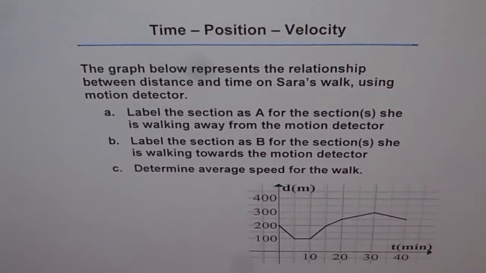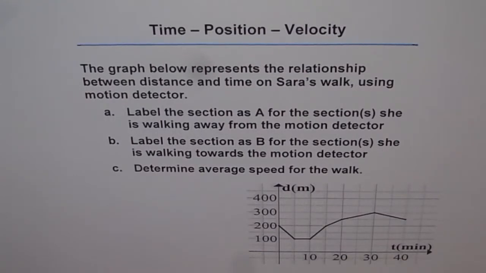Time, position, velocity. The graph below represents the relationship between distance and time on Sarah's walk using a motion detector. Part A: label the sections as A for the sections she is walking away from the motion detector. Part B: label the sections as capital B for the sections she is walking towards the motion detector. And part C: determine the average speed for the walk.